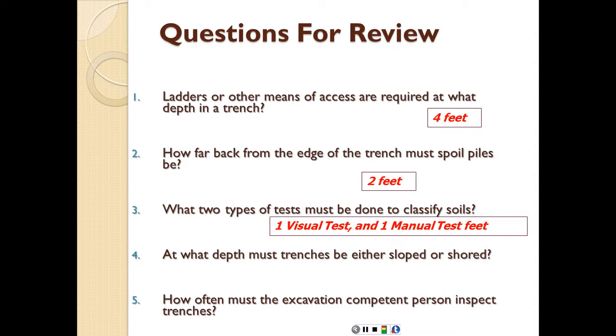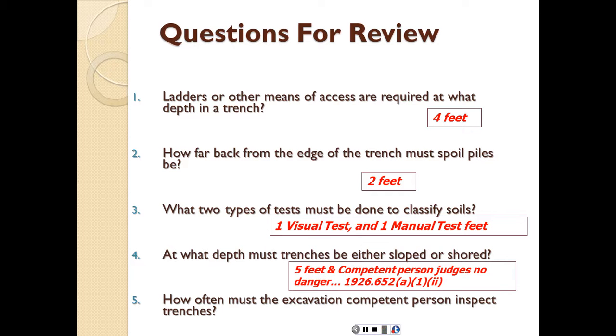At what depth must trenches be either sloped or shored? 5 feet at least, anything above 5 feet, unless a competent person judges that there's no danger.